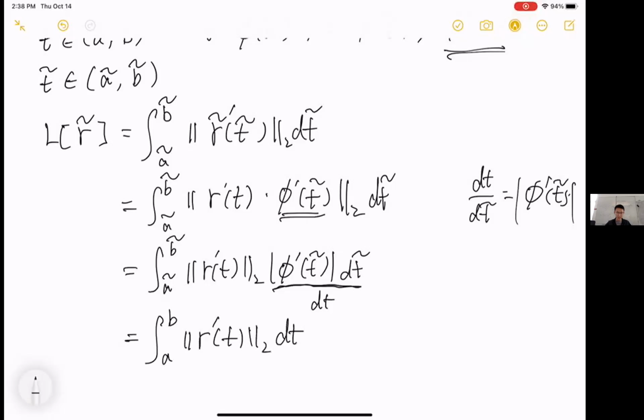So this is just this. But this is precisely the formula we get if we plug in r of t in the first place. We started by plugging r tilde of t tilde into the formula, and we end up with the same formula as plugging in r of t. So these two parameterizations give us exactly the same arc length. Any questions so far?